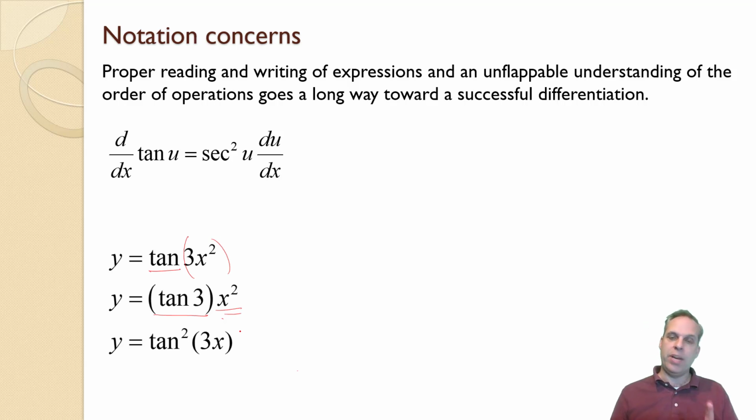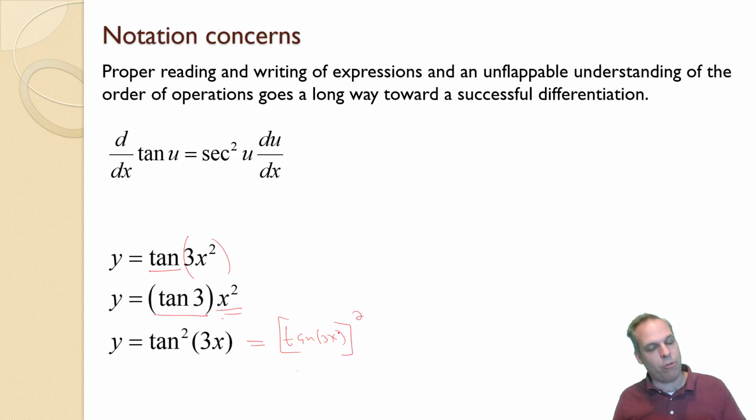That's different from the next one, the tangent squared of 3x. Here, the very last operation is actually the square. You could write this if you want as tangent of 3x, this entire thing squared. So the outside rule is actually u squared. So you use the general power rule first.